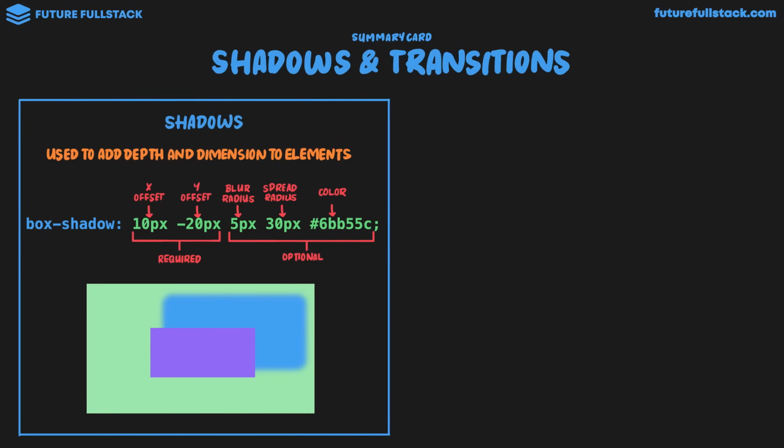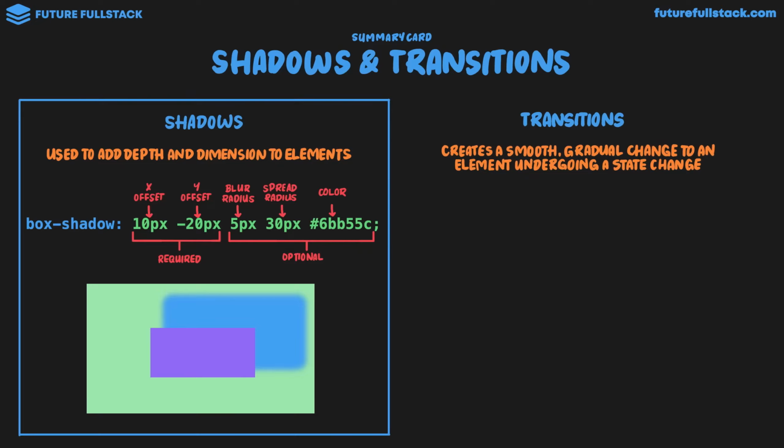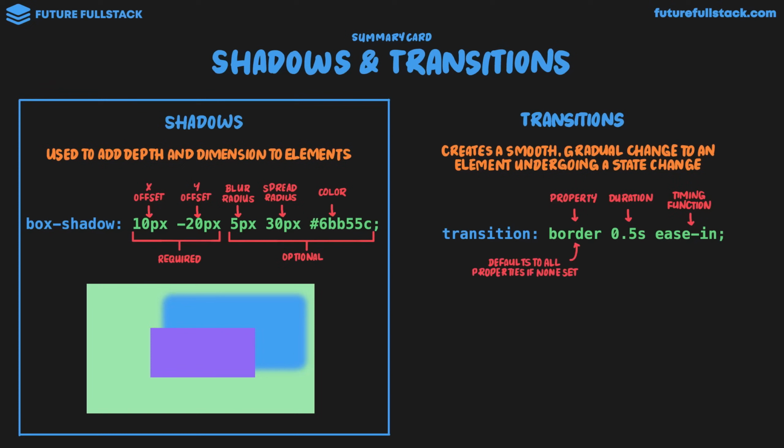In this chapter, we looked at transitions, where a transition creates a smooth, gradual change to an element undergoing a state change. The CSS property looked like this, where we had 3 different values. The first value is the property we want to undergo a transition. The second value is the duration of the transition. And the third value is the timing function. We saw some important notes, where the first value defaults to all properties if none are set. The duration is the only value actually required. And for the timing function, it defaults to ease if none set.